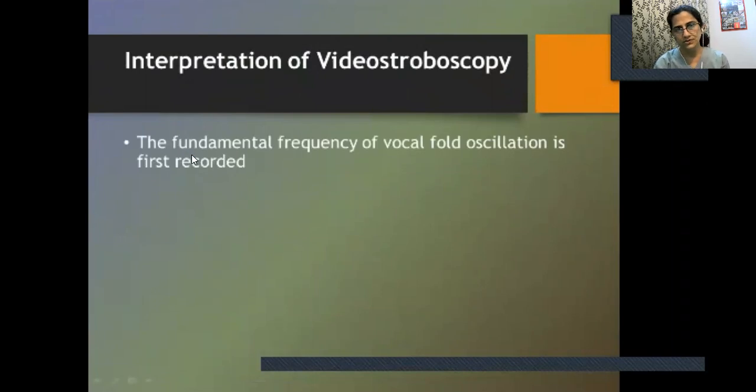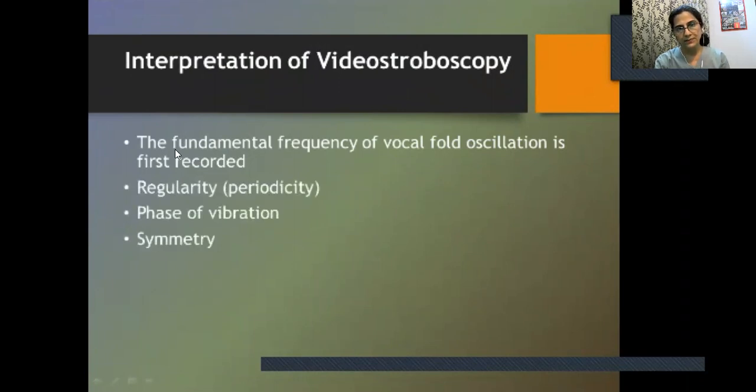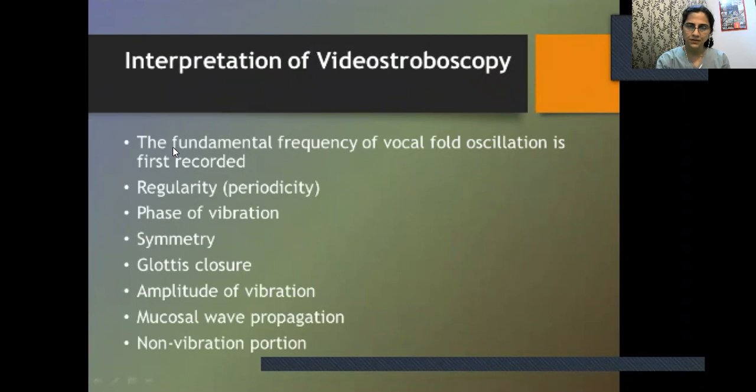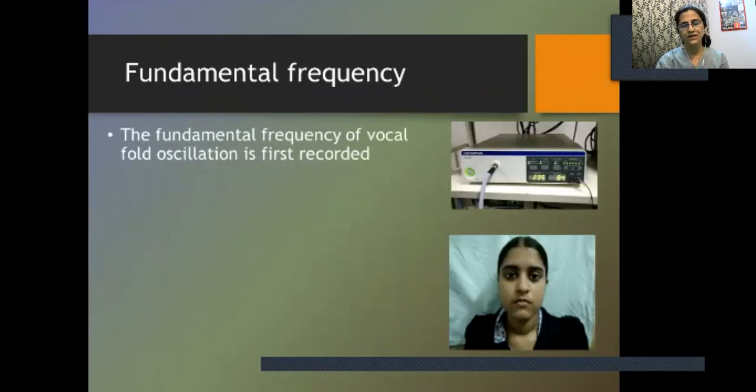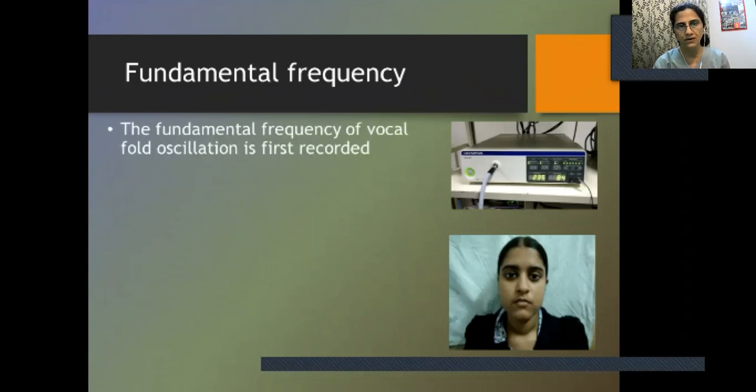How do you interpret stroboscopy? There are various parameters that you need to study: the fundamental frequency, regularity, phase of vibration and symmetry, glottal closure, amplitude of vibration, the mucosal wave propagation, and non-vibrating portions. Fundamental frequency is the first thing that you would record.